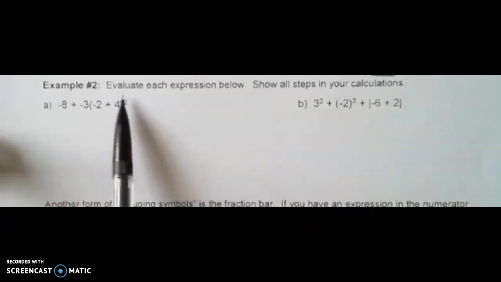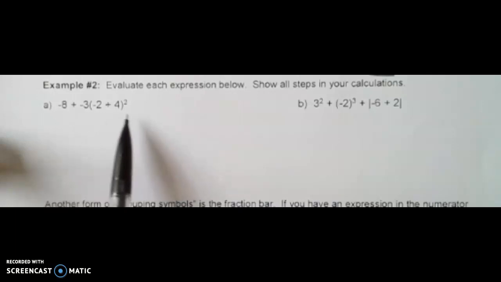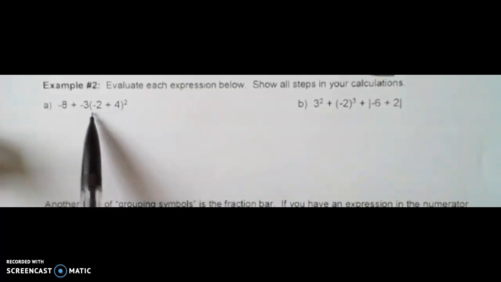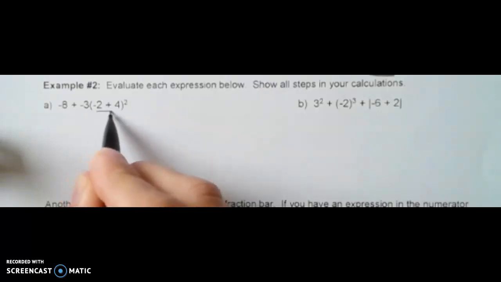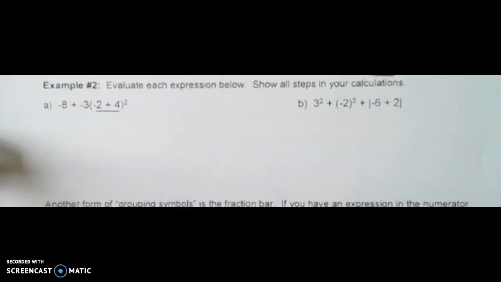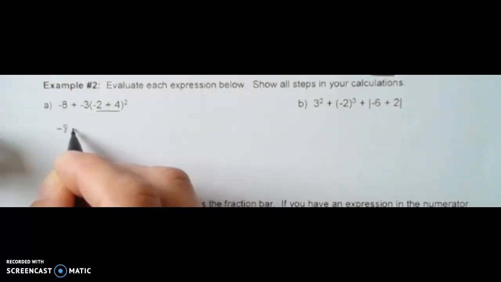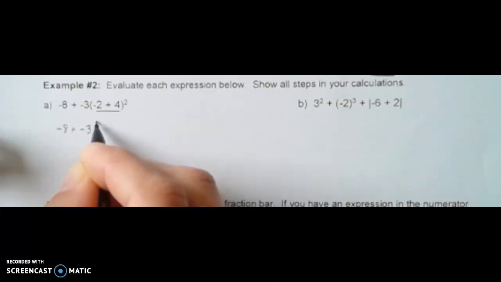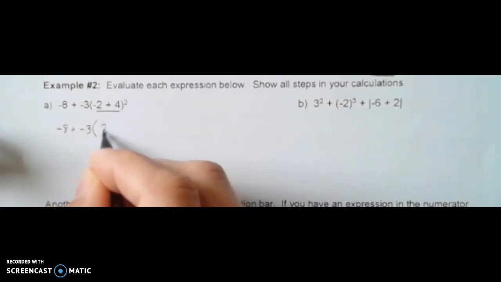In example 2, we're going to evaluate each expression, and it's important to show all steps in your calculation. So looking at letter A, here's our expression, and I'm looking for grouping symbols first, and I actually see an operation in the grouping symbols. Addition is inside of the parentheses. So this is the first thing that I'm going to do in the problem, negative 2 plus 4. Okay, so I'm going to bring everything else down, negative 8 rather, plus negative 3, and then when I do negative 2 plus 4, that gives me an answer of 2.